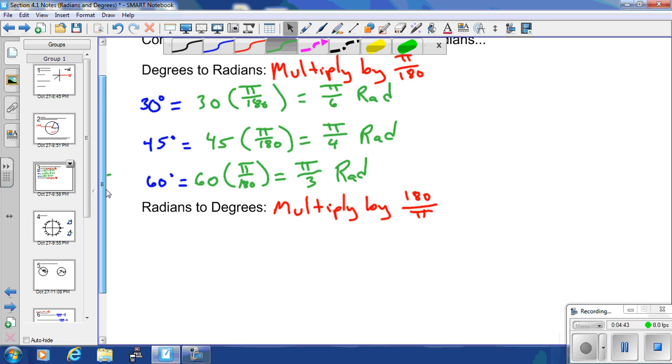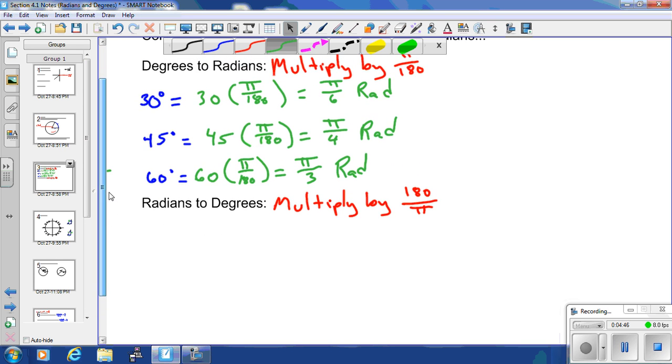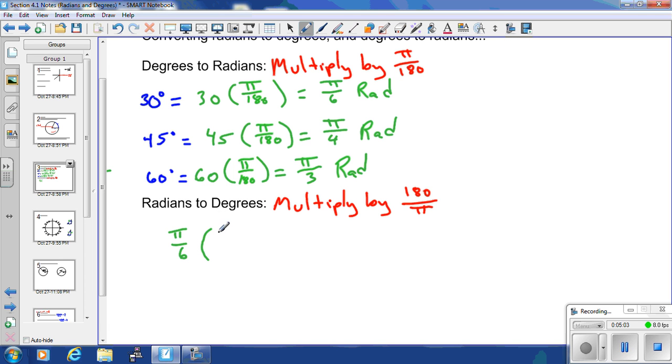Going the other direction, we start with radians and want to convert back to degrees. I told you you have pi over 6 radians. If I have pi over 6 and want to change that radian measure into degrees, I'm going to multiply by the reciprocal. Instead of pi over 180, it's going to be 180 over pi. The pi's are going to cancel. I have 180 divided by 6, which gives me 30 degrees. You can see from above that is correct. I'm supposed to get 30 degrees. I do the same thing for pi over 4: I take pi over 4 times 180 over pi.